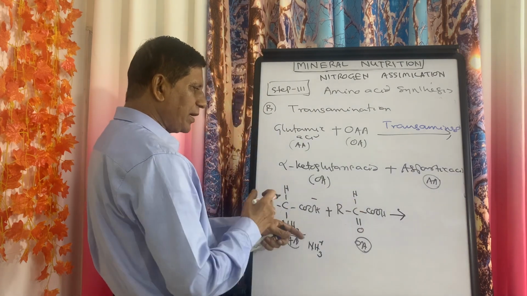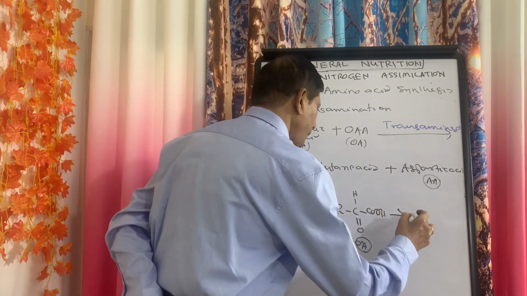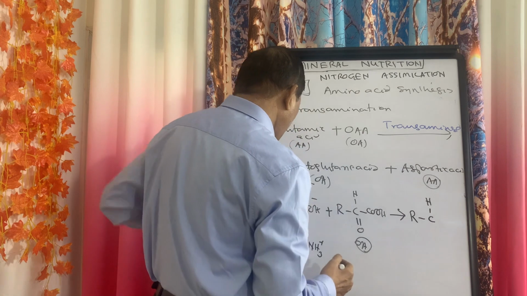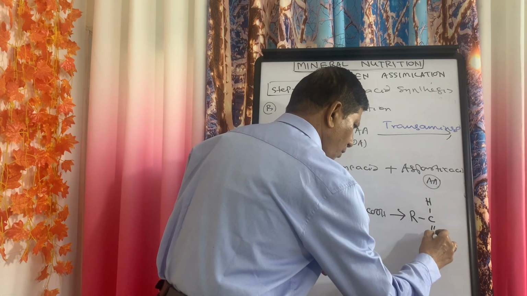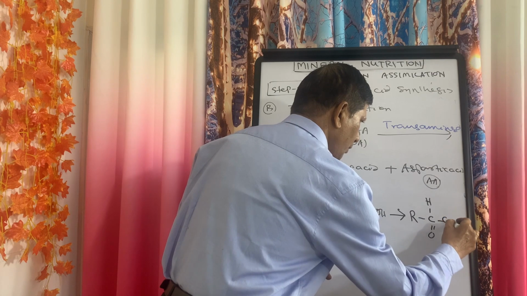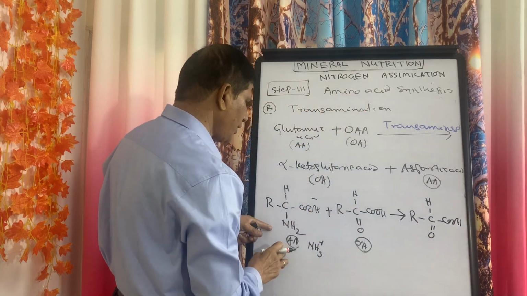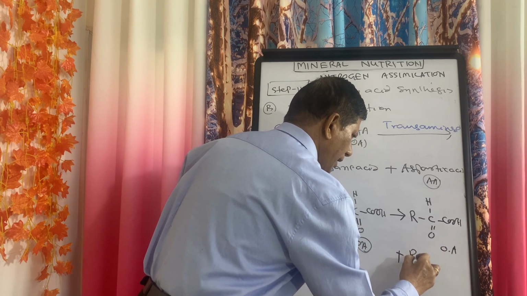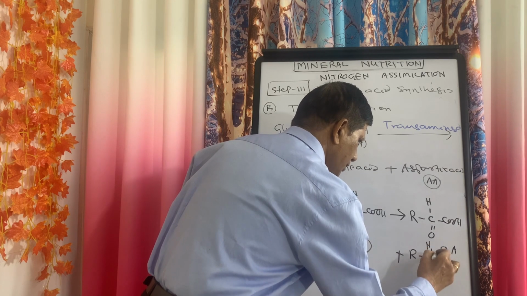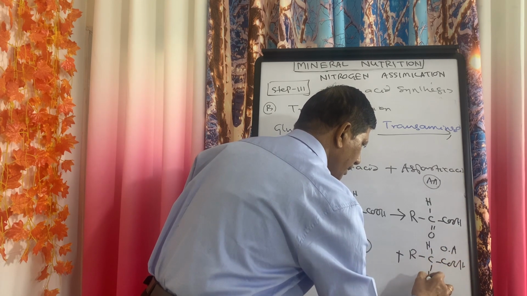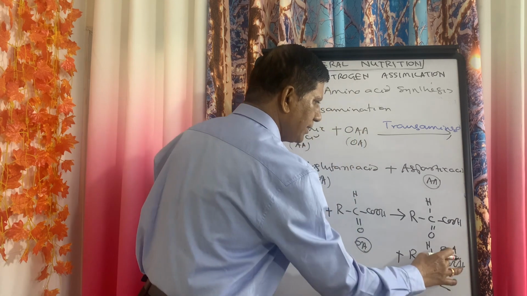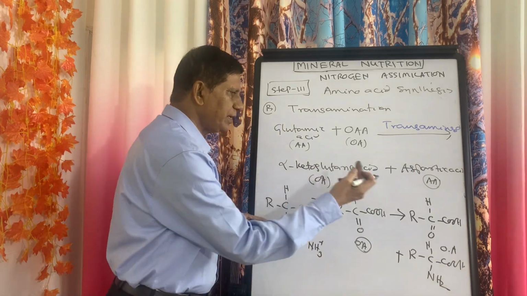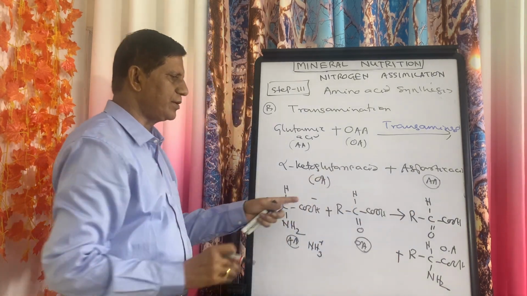Now how are the amino group and keto groups exchanged? This will be R, this will be C, this will be H, and this will be a double bond O, and this is the COOH. That means this amino acid is now converted to organic acid. And the second one will be R, C, H, COOH, NH2, or you can write this as CO minus, and this will be NH3 plus. That means now the amino acid is converted to organic acid, and organic acid is converted to amino acid.